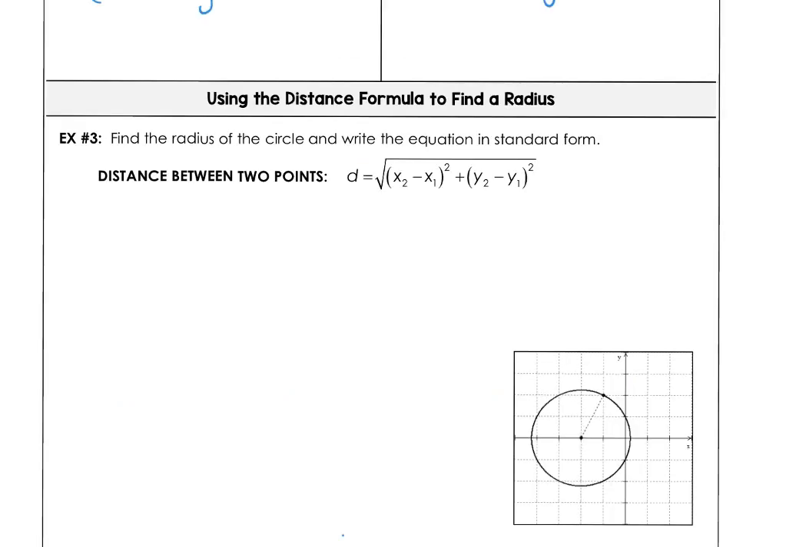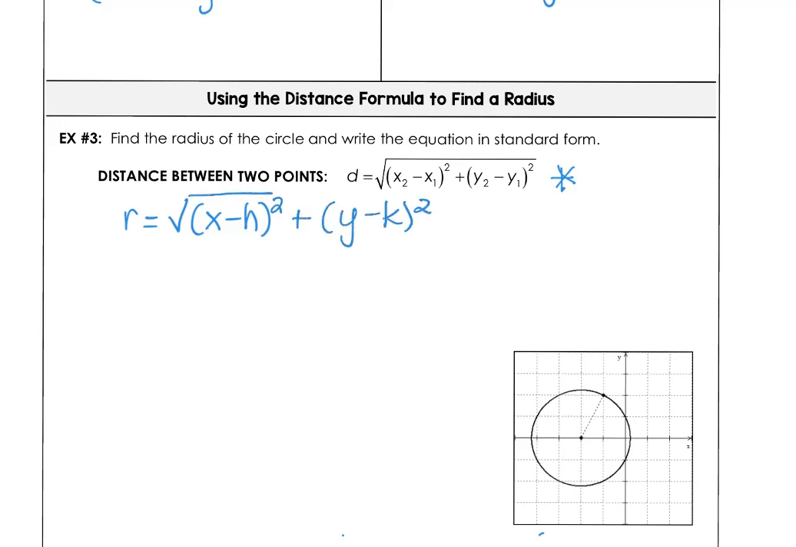Example 4 wants us to find the radius of the circle and write the equation in standard form. And we have the distance formula. So if we want the radius, we can find the radius using the h and k values with x minus h instead of using x sub 2 and x sub 1, y sub 2 and y sub 1. We can use x minus our h value and then y minus our k value to find the distance on the circumference of the circle. So that's our approach here.